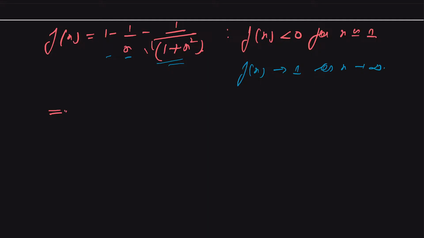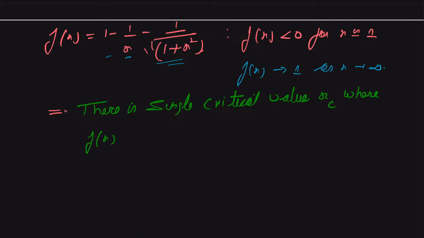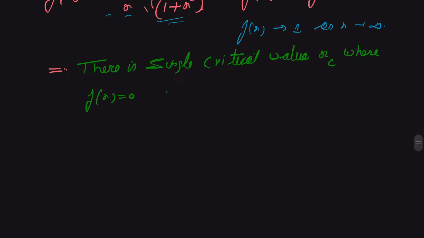Therefore, we can say that there is a single critical value, and that value, let us call this x critical, where our f of x is equal to 0. And numerically, we can find out that our x critical is approximately equal to 3.3.